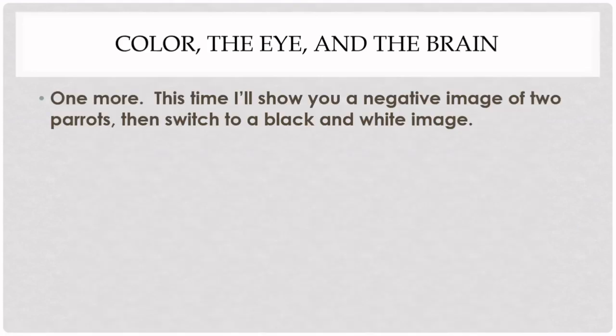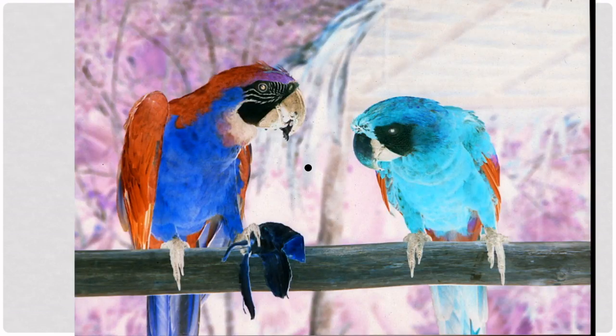Let's do one more image like this. I'm going to show you an image of 2 parrots, but the colors have been reversed, just like the image in the American flag I showed you a minute ago. And then I'm going to switch to a black and white image. Now for this image, it is very, very important that you focus on that black dot. Do not try to look around the image or it won't work. Focus on the black dot, blink if you need to, don't let your eyes dry out, but focus on the black dot.